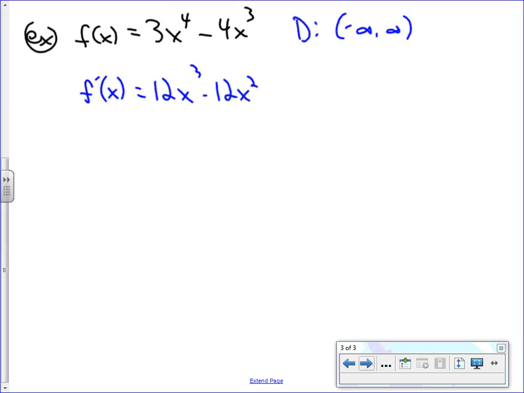After you take the derivative, you need to break this into 2 things. F prime of x is equal to 0. I'm going to go ahead and factor that. And I get 2 places.